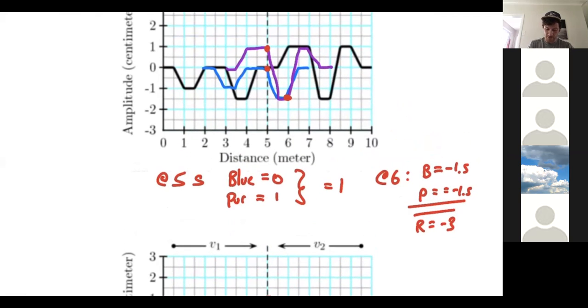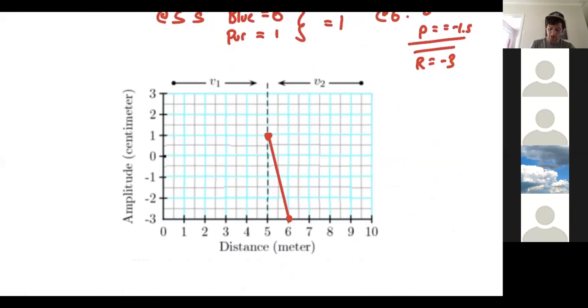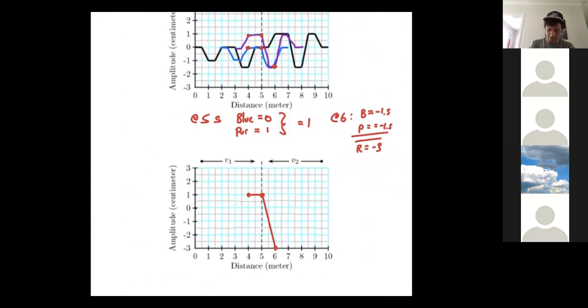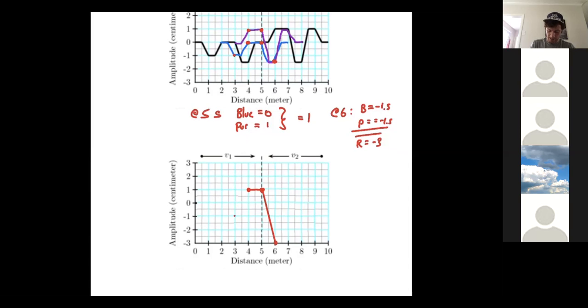I'll do one more at 4 seconds, right? At 4 seconds, we've got 0 and 1, which means we are also going to be at 1, right? Like that. And then you just keep doing it, right? At 3, we have -1 and 0. So we're at -1 there. At 2, from 3 on, we just have the blue wave. So we go up like this, like so, right? And then we keep on going and going.